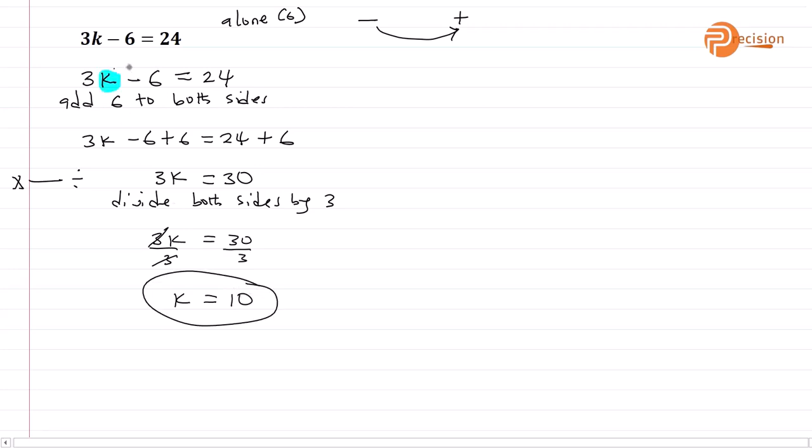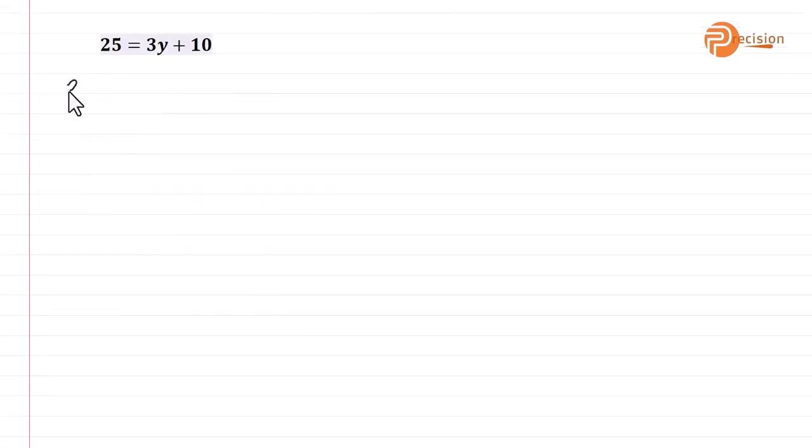Now let's check. If k happens to be 10, then 3 times 10 is 30. Subtract 6 from 30, that gives you 24. That's correct. Okay, for the next question, 25 is equal to 3y plus 10. Now don't be confused when you have your variable on the right hand side of the equation. It doesn't change anything actually. So now we have, this is the left hand side and this is the right hand side. We need to move this 10 to this end and also need to move this 3 to this end.